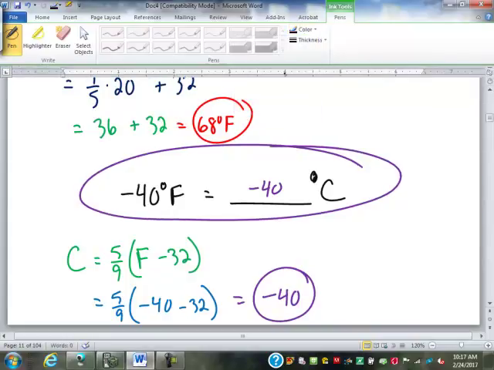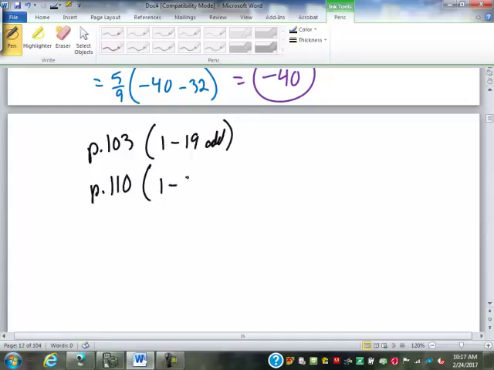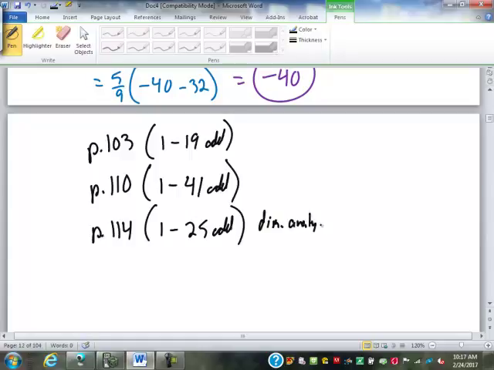Okay, so for next week, homework that we have: page 103, 1 through 19, the odds, is dealing with units of measurement. Page 110, 1 through 41, the odds, is dealing with converting between metric and standard units. Page 114, 1 through 25, the odds. This is that dimensional analysis that I mentioned, and do some of the basic ones.